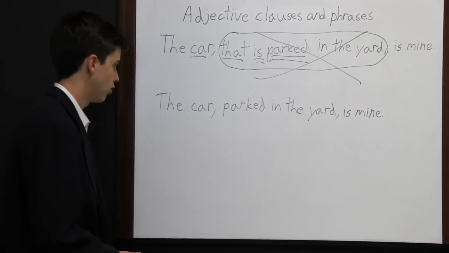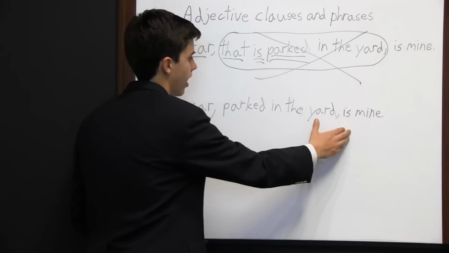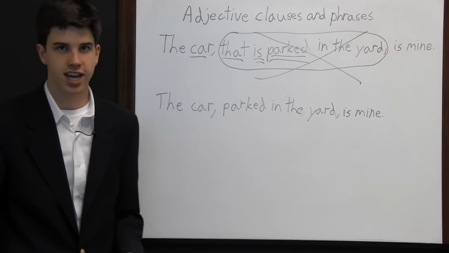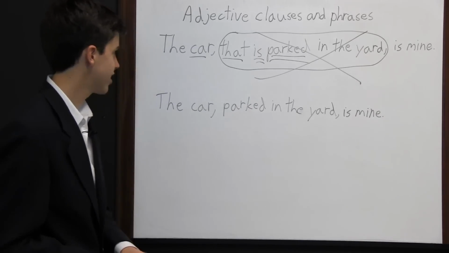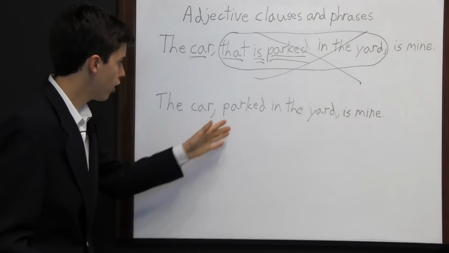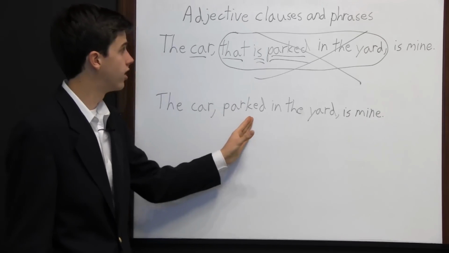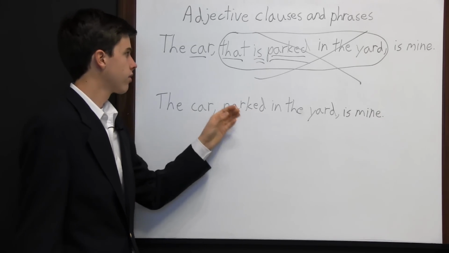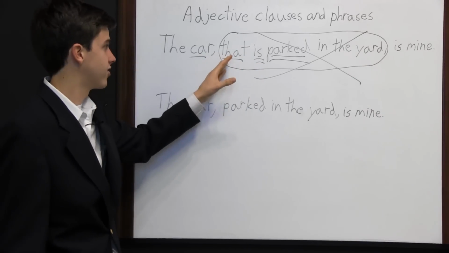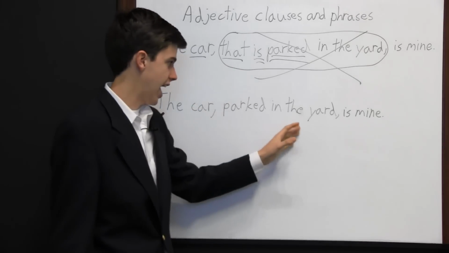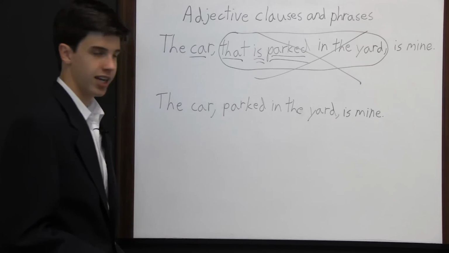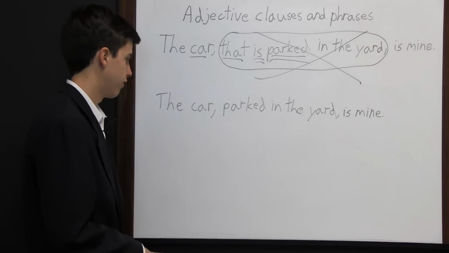So let's read the sentence as a whole. "The car parked in the yard is mine." So this right here is going to be the adjective phrase. Why? Because it doesn't contain both a subject and a verb. It's missing the subject, which is "that," and the verb, which is "is." Well, parked is still in this phrase, which is a verb, but it's missing part of its verb, which is "is," and it's missing a noun, or its subject, "that." So this phrase doesn't have a subject and a verb, so that's why we call it an adjective phrase, because phrases don't have both a subject and a verb.